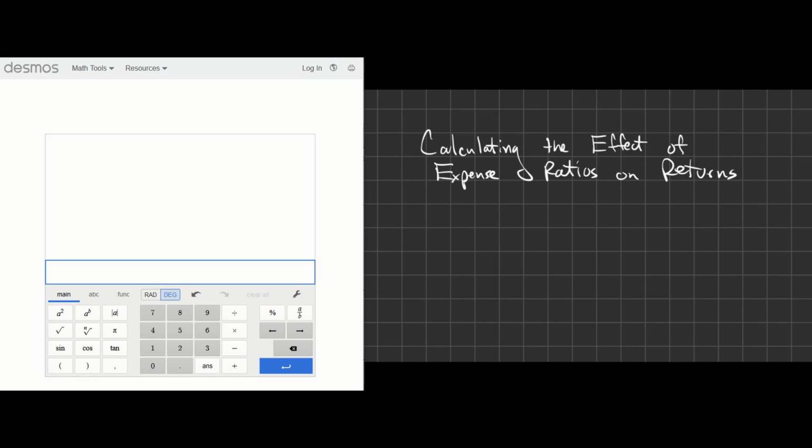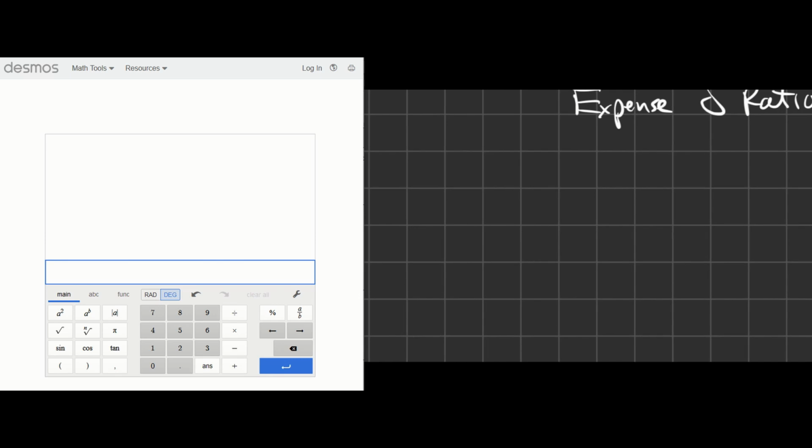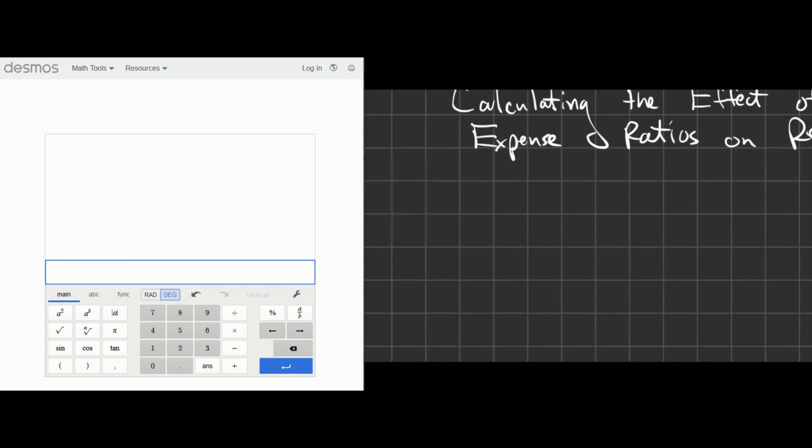Hey everybody, today we're going to take a look at how to calculate the effect of an expense ratio on your return over time. This is something that I see calculated incorrectly a lot of times in a lot of podcasts and blogs and things like that. Let's take a quick example.